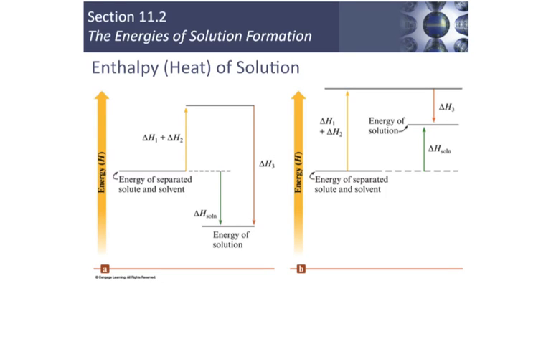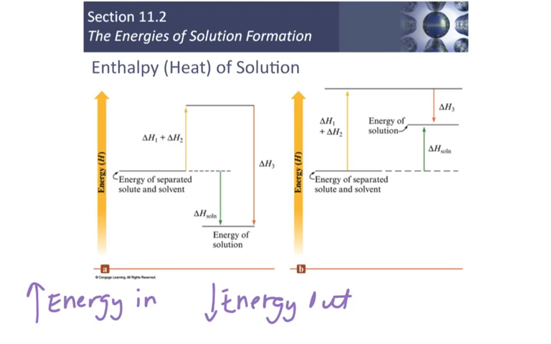Now, these graphs are a little confusing at first. If it's an up arrow, like on the graph itself, that means energy is going in. If it's a down arrow, that means energy is coming out. So looking at this first one, delta H1 and delta H2, energy is going in. So that's a positive value. Delta H3, energy is going out, so that's a negative value.